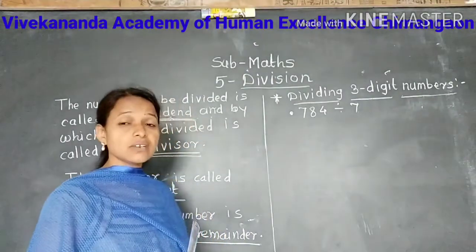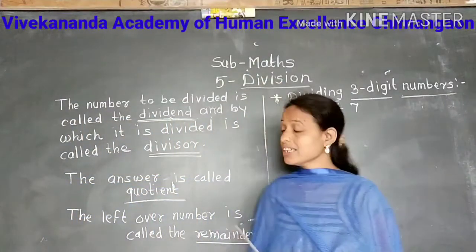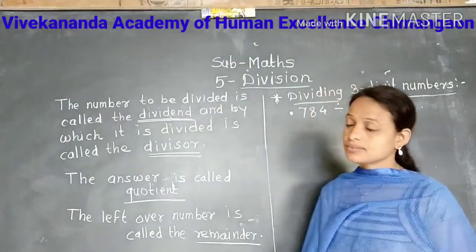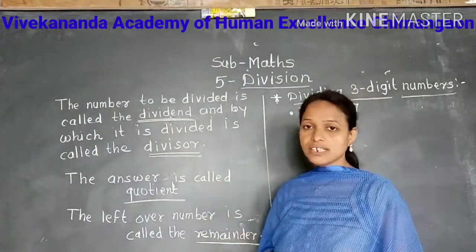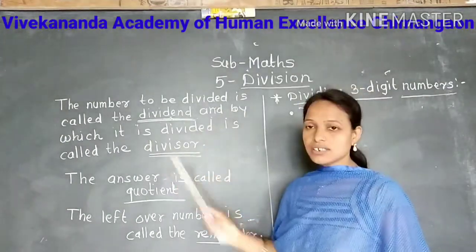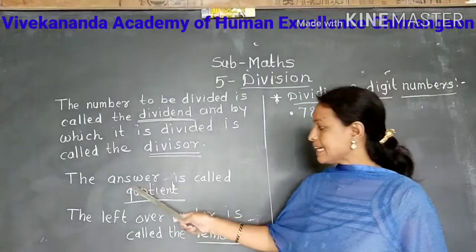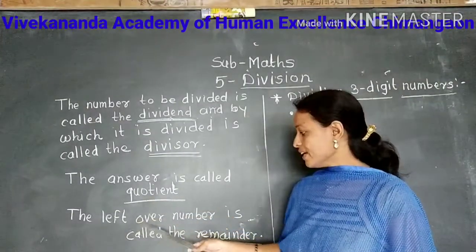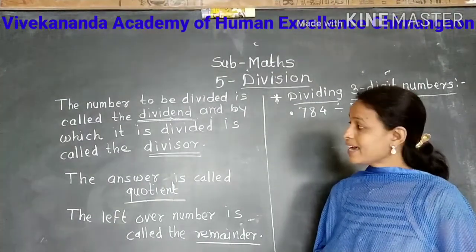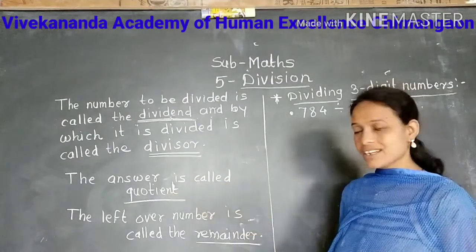So here we will first revise some concepts. Look here. The number to be divided is called the dividend. And the number by which it is divided is called the divisor. The answer is called the quotient and the leftover number is called the remainder. Now we will solve one example and see this dividend, divisor, quotient and remainder.